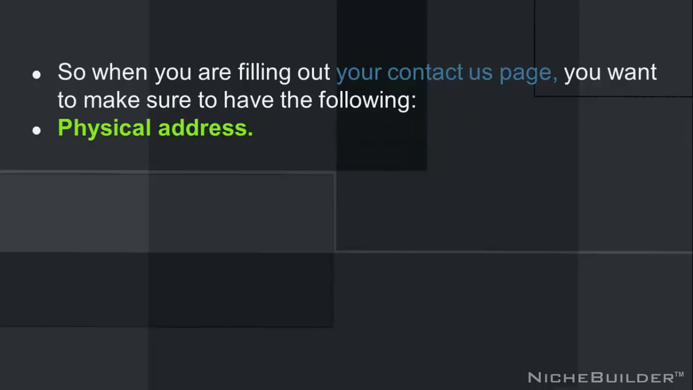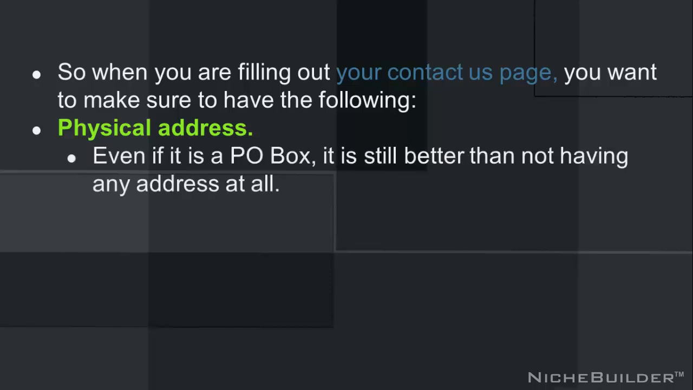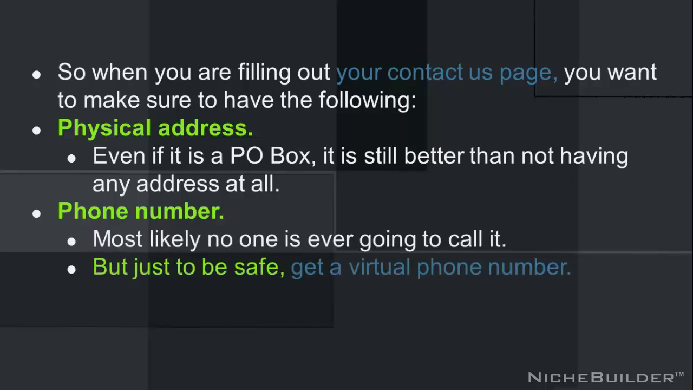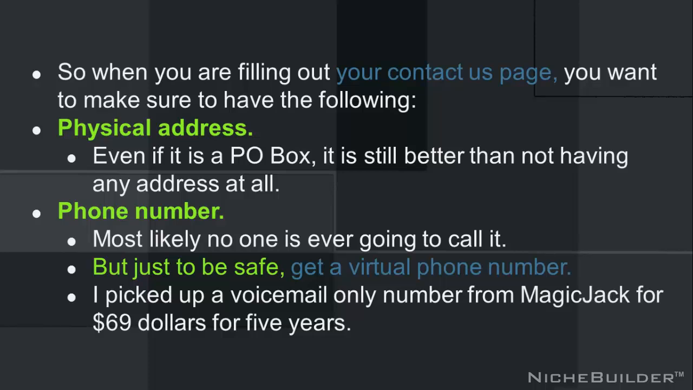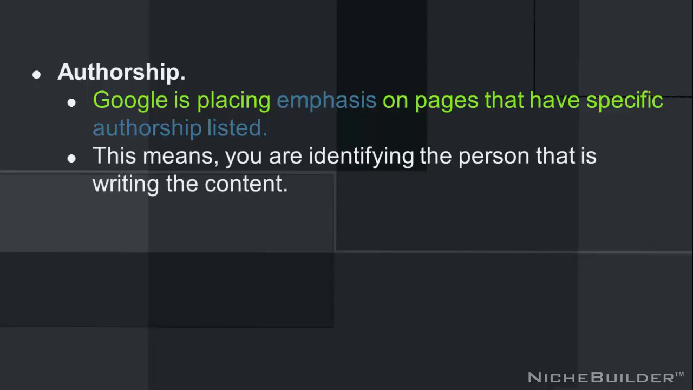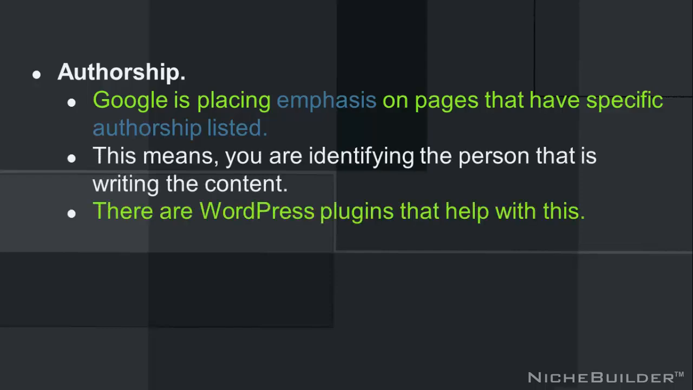A physical address. Even if it's a P.O. box, it's still better than not having any address at all. A phone number. Most likely no one's ever going to call it, but just to be safe, get a virtual phone number. I picked up a voicemail only number from Magic Jack for $69 for 5 years. Authorship. Google's placing emphasis on pages that have specific authorship listed. This means you're identifying the person as writing the content. There are WordPress plugins that help with this.